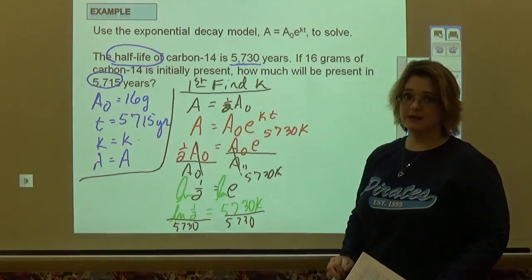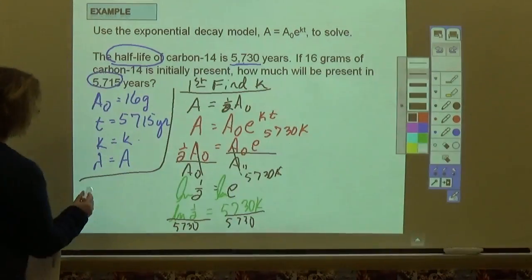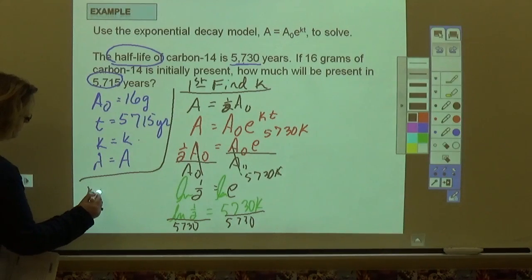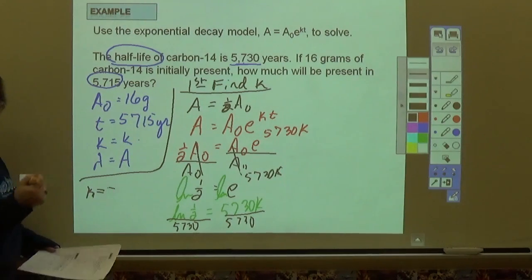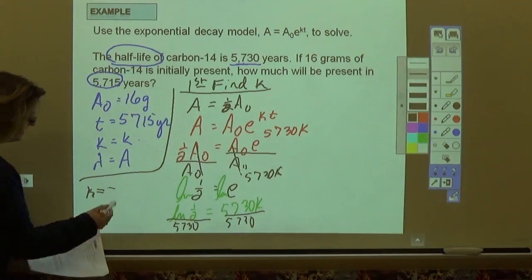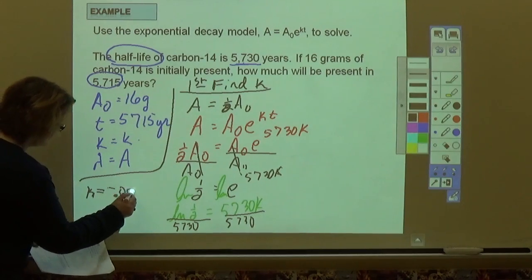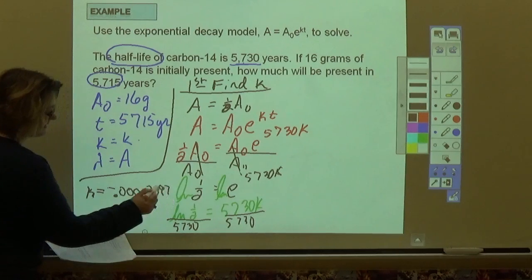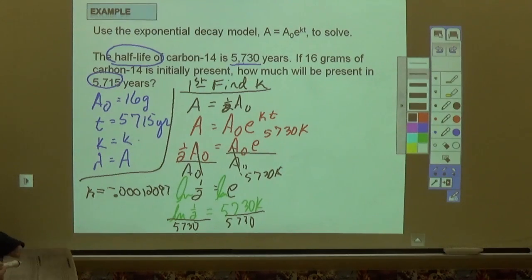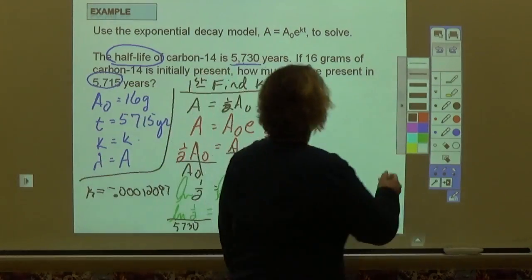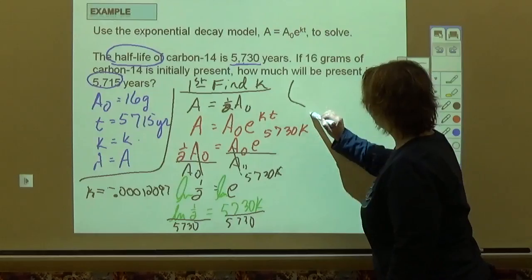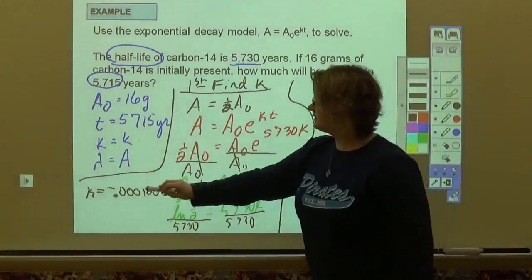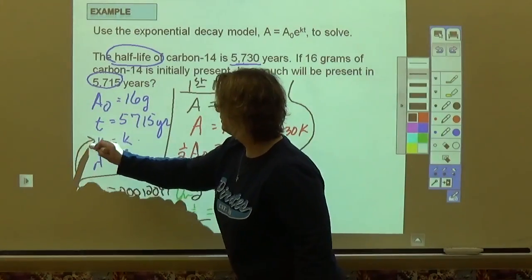And so if you type that in correctly, your k equals, it's negative because it's decaying, negative 0.0001297. Okay.